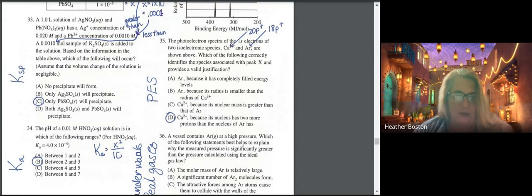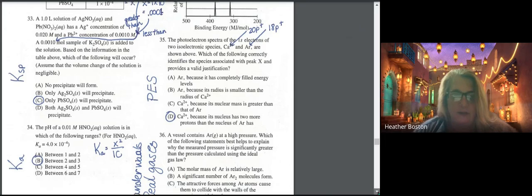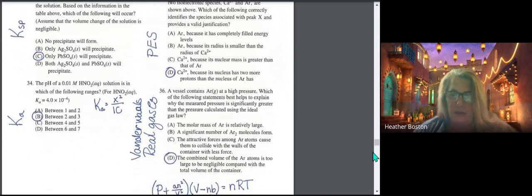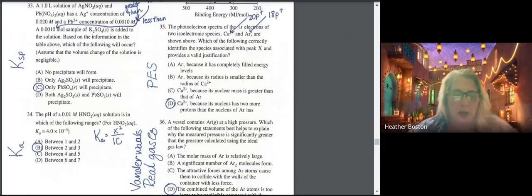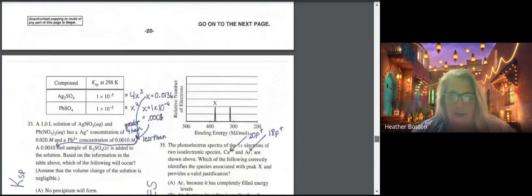Initial concentration. The initial concentration is 0.01. So I'm going to have 4 times 10 to the minus 4. I'm going to multiply it by the Kc. I'm going to take the square root of it, and then I'm going to take the pH of it. So the correct answer when you take the square root is going to be between 2 and 3. Remember, you can look at the power and tell me what the pH is.